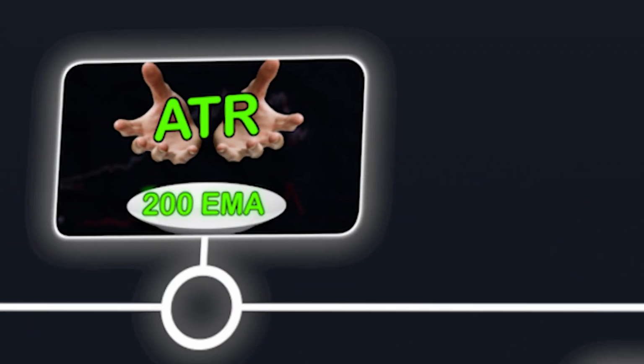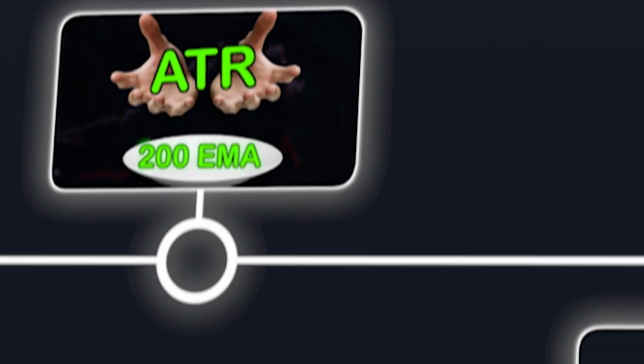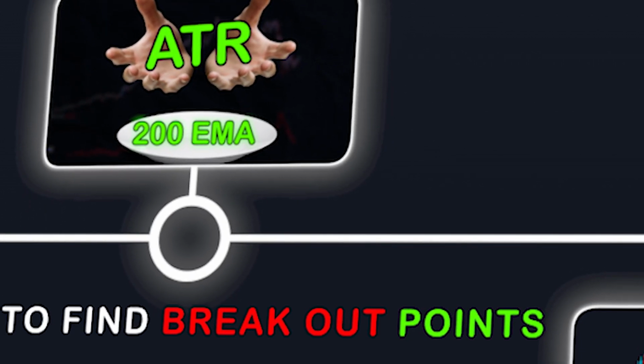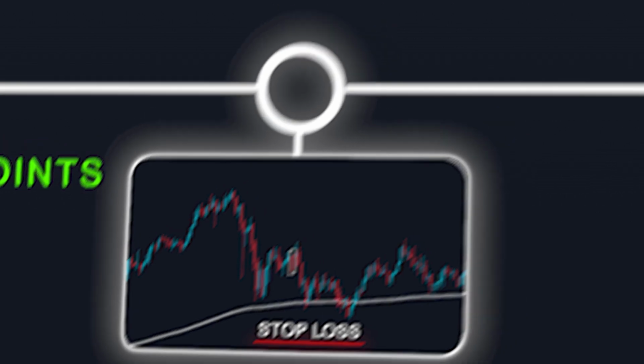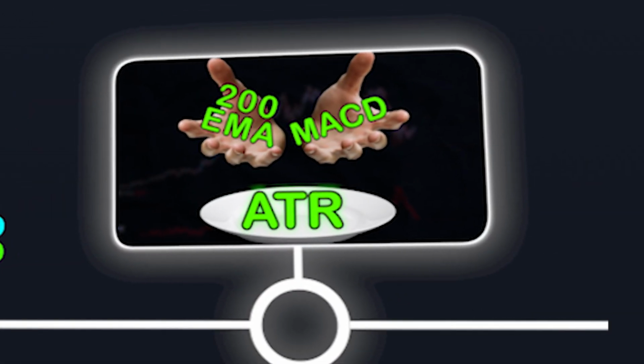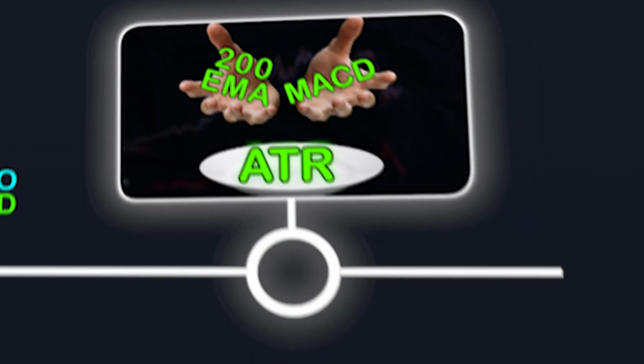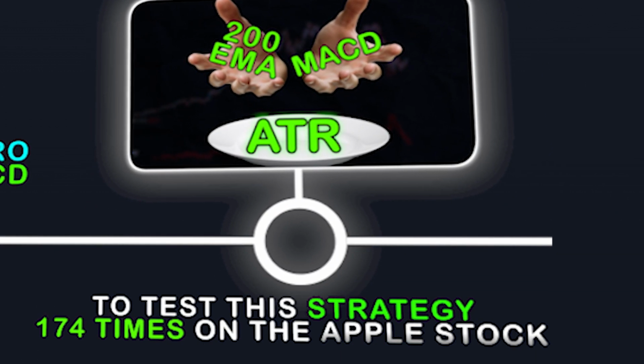In this video, I already went over how to use the ATR indicator in combination with the 200-period EMA to find breakout points. I also showed you how to set your stop loss like a pro in combination with the MACD strategy. Next, I will use the MACD and 200 EMA in combination with the ATR indicator to test this strategy 174 times on the Apple stock.